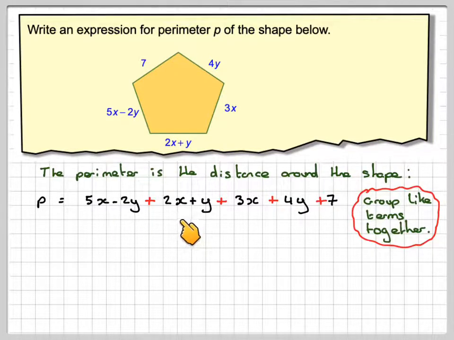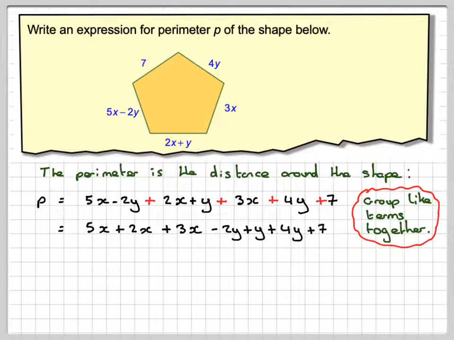So we've got 5x plus 2x plus 3x. Let's write that down. 5x plus 2x plus 3x. And then we've got minus 2y plus y plus 4y. And then we've still got that plus 7 at the end.